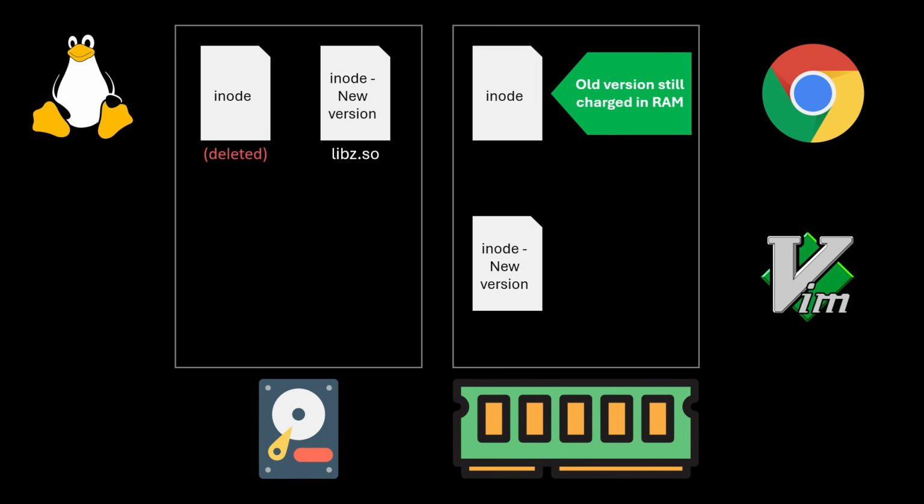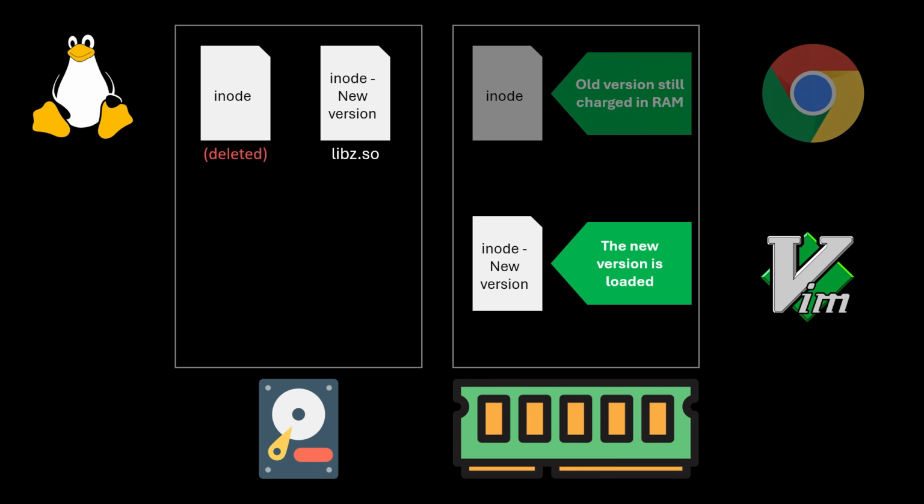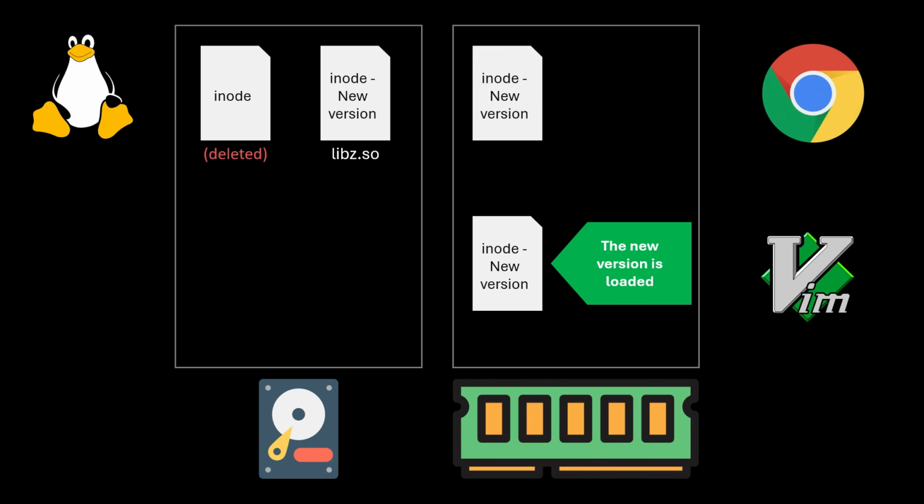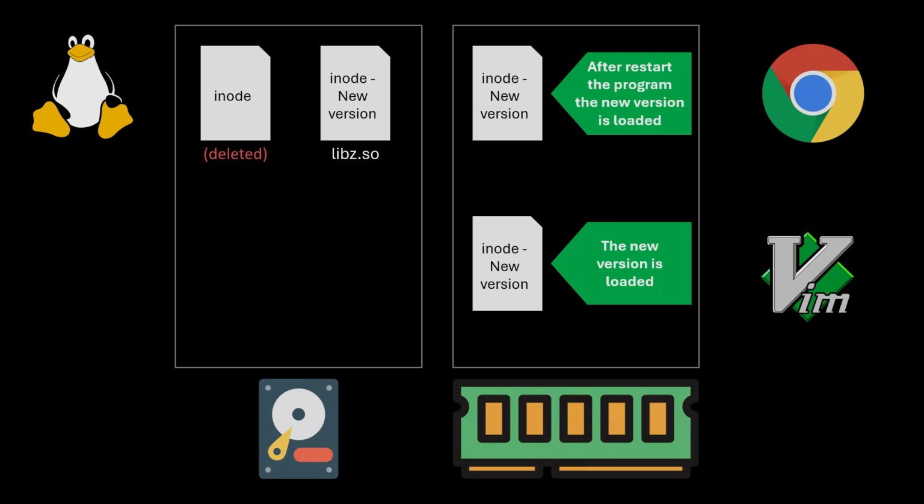And the new programs that start after the update follow the name, find the new inode, and get the updated version immediately. Old programs keep running with the old version until they naturally close. To let a program use the new version, a restart of the program is enough, with just exceptional cases where a restart of the system is required to use the latest update versions.